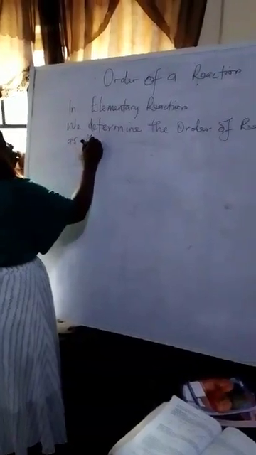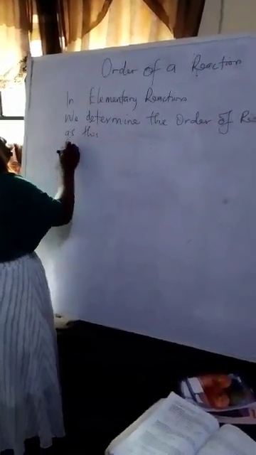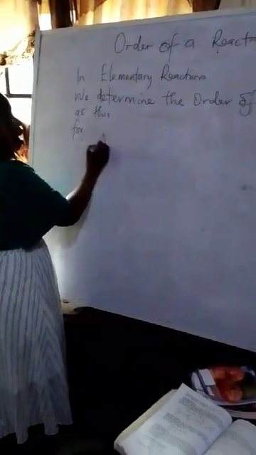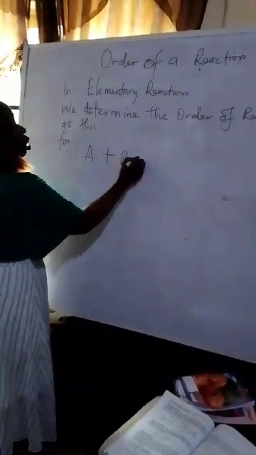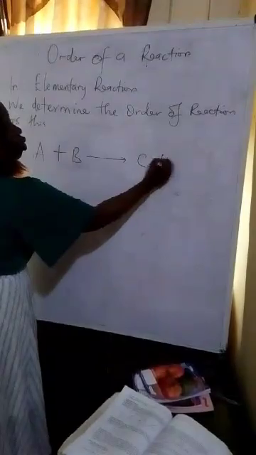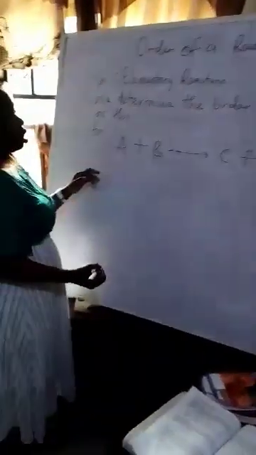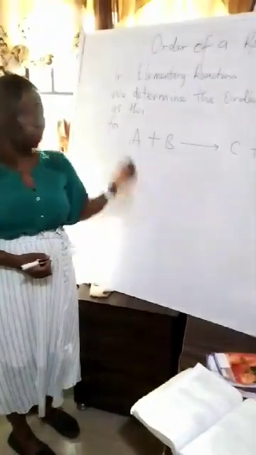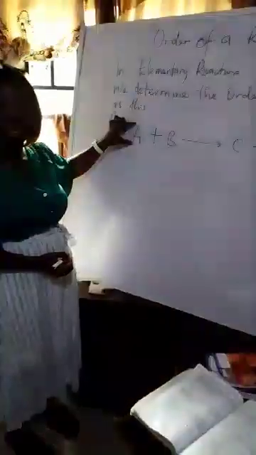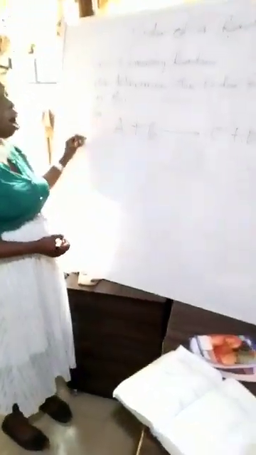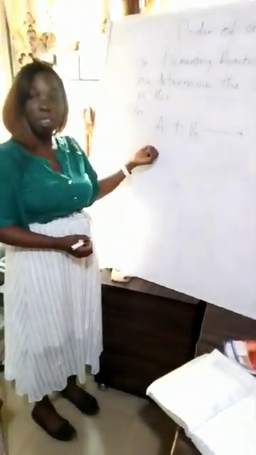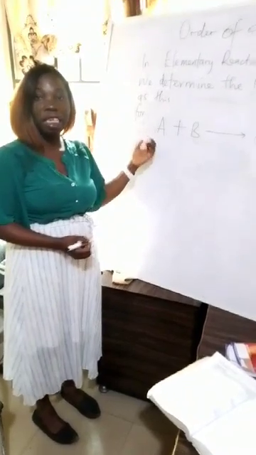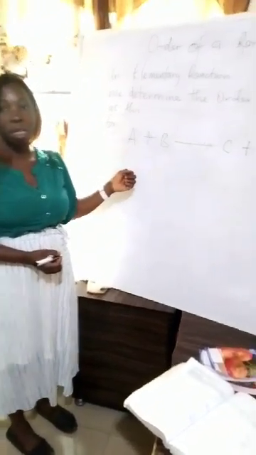as this. For example, if we have A plus B to give us C plus D, the order of the reaction will be 2 because 2 reactants are involved in the reaction. Also, in the elementary reaction, molecularity can be determined just the way order of reaction is determined.